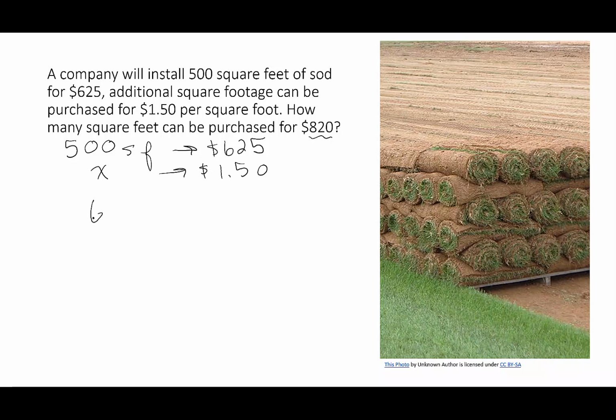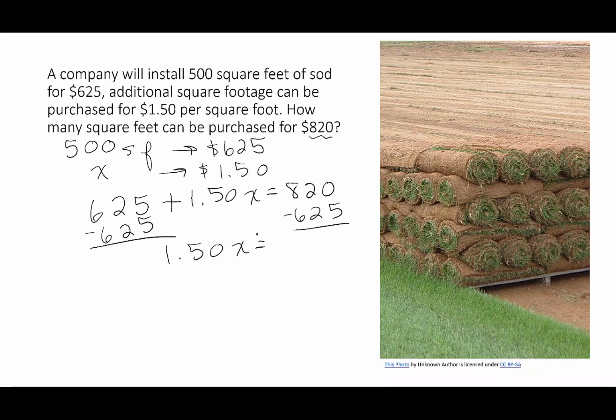So we want to know when is $625 plus 1.50 times X equal to 820. This will start telling us how many additional square feet we bought. To solve, we want to isolate the X, so we'll start by subtracting 625. This says 1.5X is equal to 195. We'll divide by 1.50, which tells us X is equal to 130.